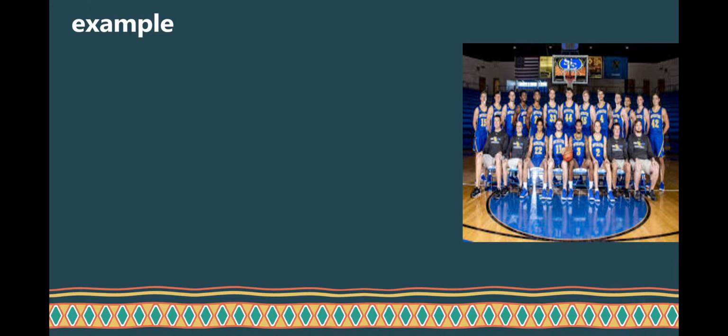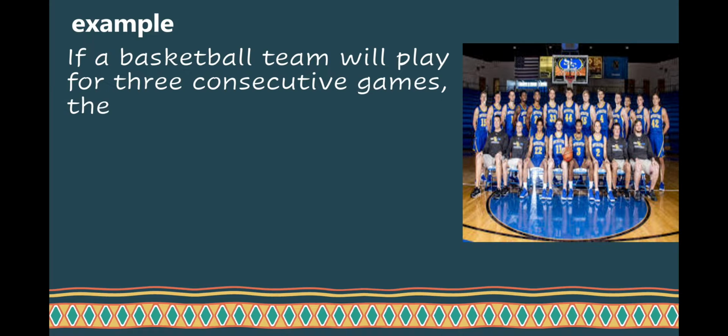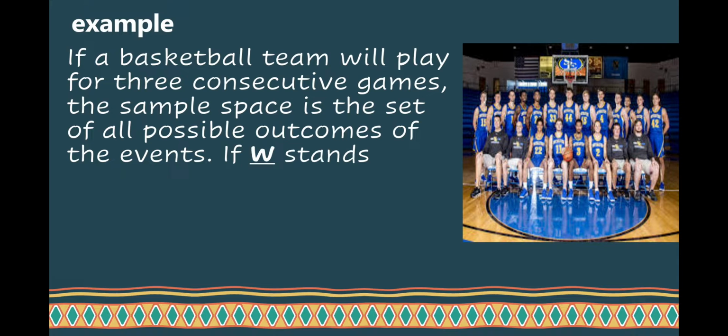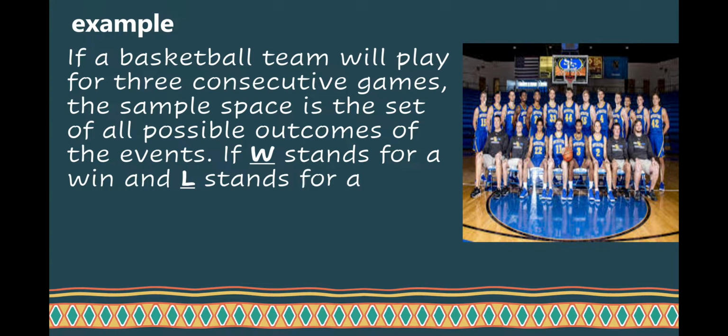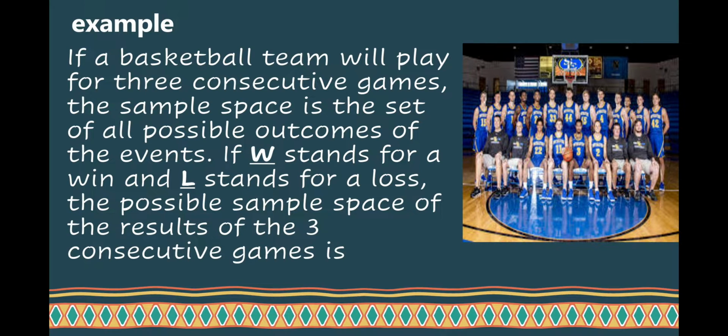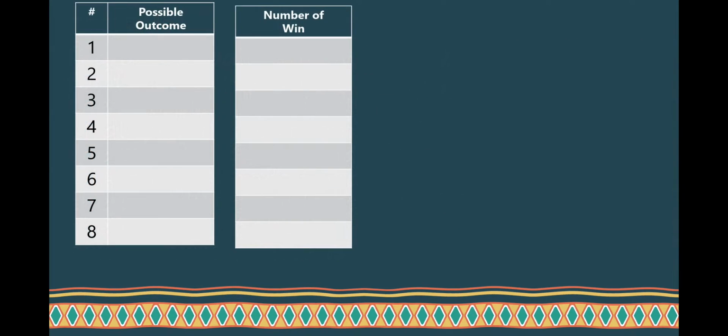An example of a probability distribution: if a basketball team will play for 3 consecutive games, the sample space is the set of all possible outcomes of the events. If W stands for a win and L stands for a loss, the possible sample space of the results of the 3 consecutive games is as follows. First, win, win, win. So the number of wins is 3.